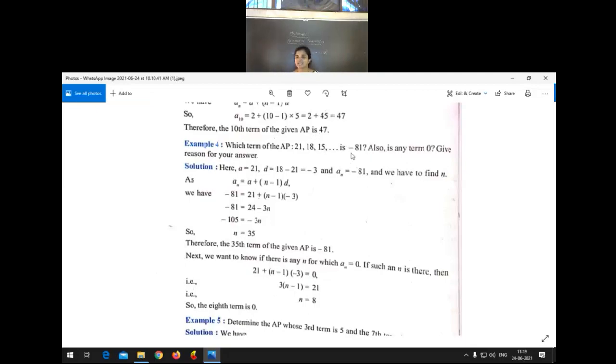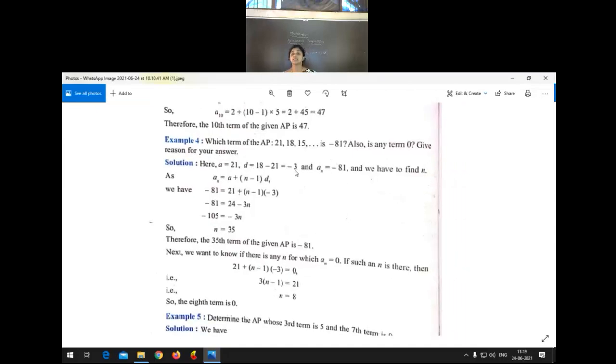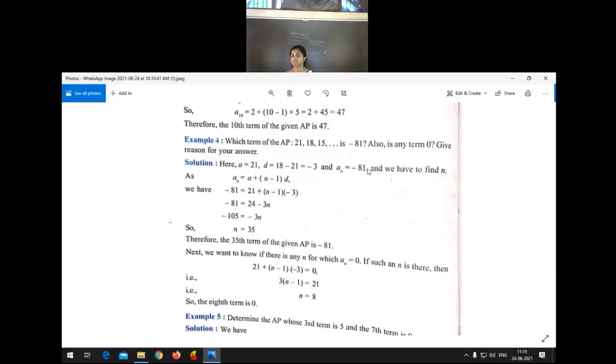So how can we find out? Here minus 81's position we have to find out. In the sense, what we have to calculate actually is n, the number of terms. In which place is minus 81? So for that we have to write down a. a is the first term, 21. Then the difference, 18 minus 21, is minus 3. Then a n is already given. In this AP, our last term a n is minus 81.